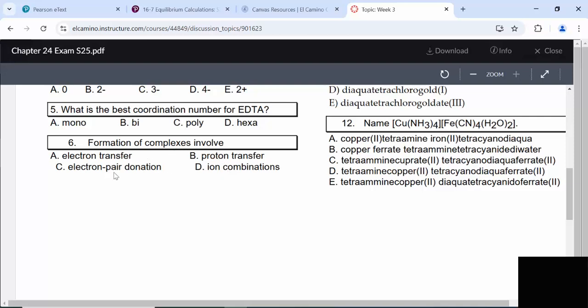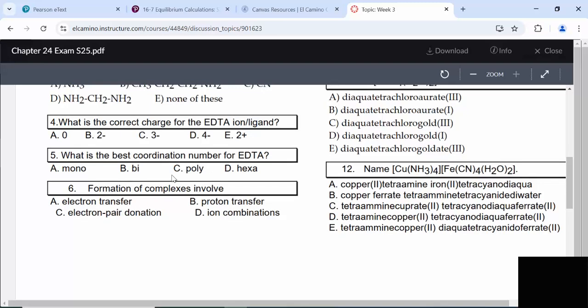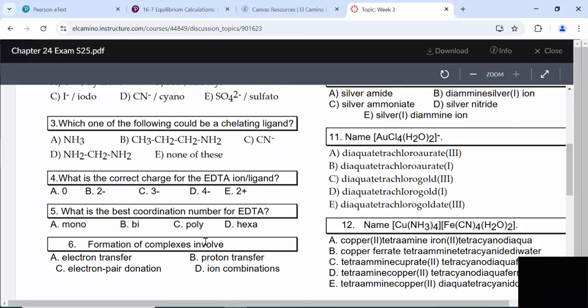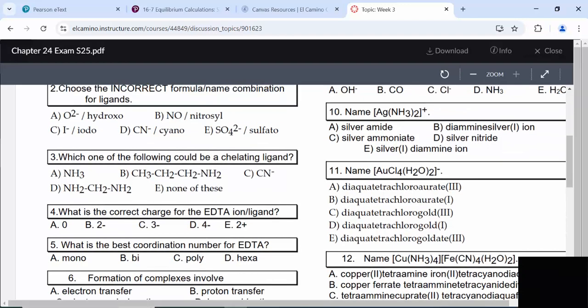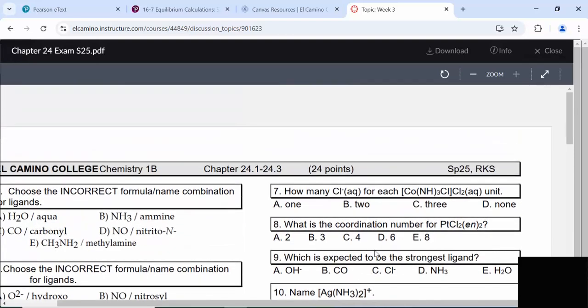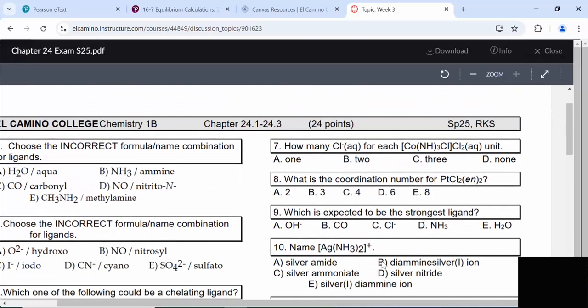Formation of complexes involve Lewis acid base, which is electron pair donor and electron pair acceptor. So C, electron pair donation. It's a donation that results in sharing. But one atom donates both bonding electrons here. And so we form the special bond called the coordinate covalent bond or the dative bond, which is another question I've asked on multiple choice many times, but not this time.